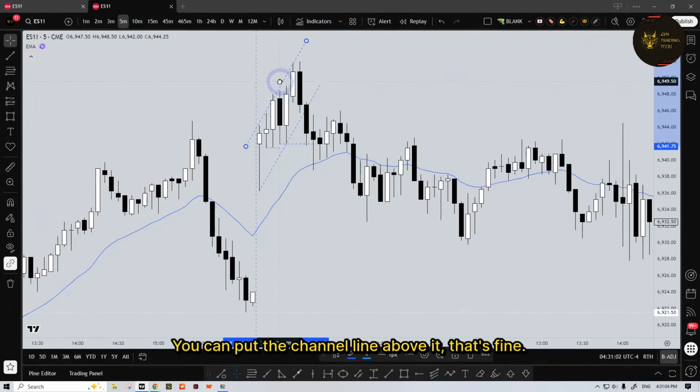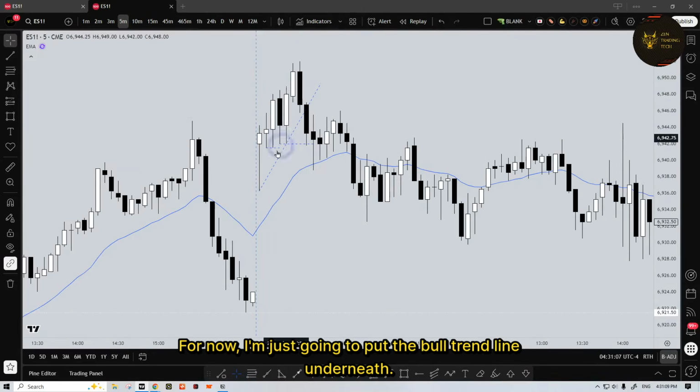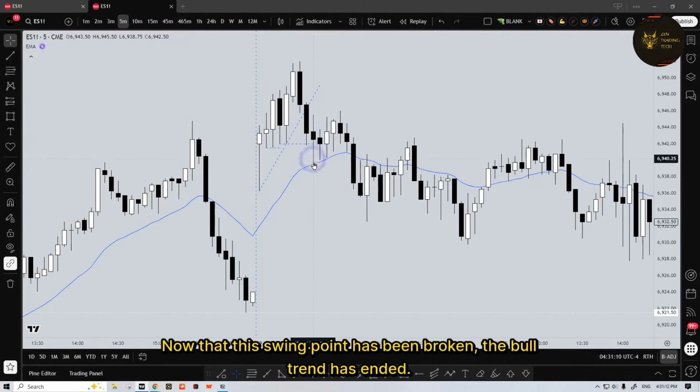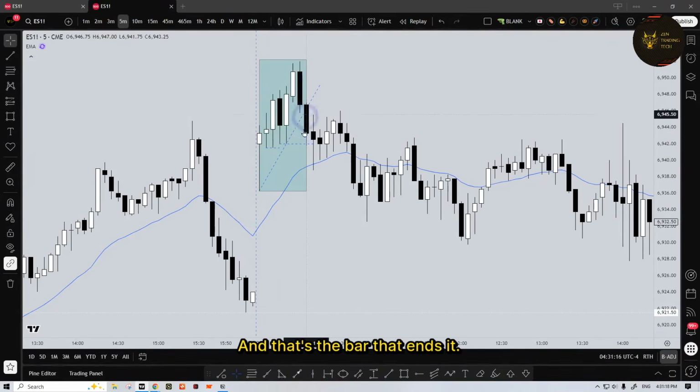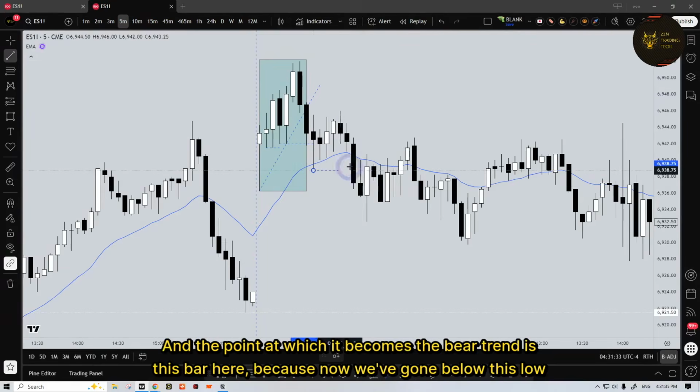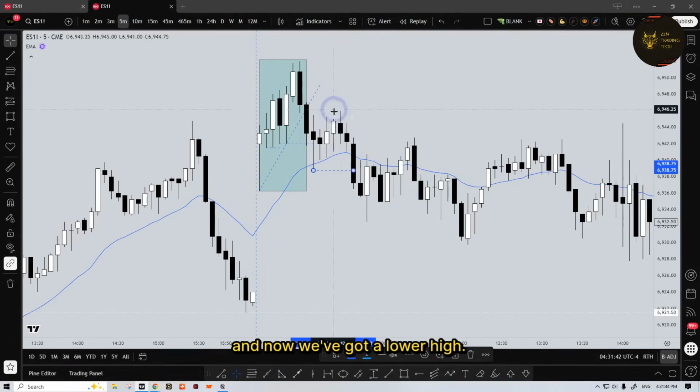You can put the channel line above it. That's fine. For now, I'm just going to put the bull trend line underneath. Now that this swing point has been broken, the bull trend has ended. And that's the bar that ends it. Now you've got a lower low. For it to be a bear trend, we need a lower high and then a lower low. And the point at which it becomes the bear trend is this bar here, because now we've gone below this low and now we've got a lower high.